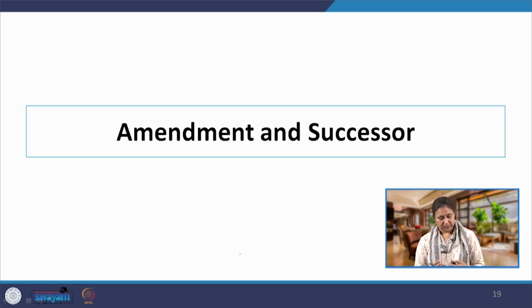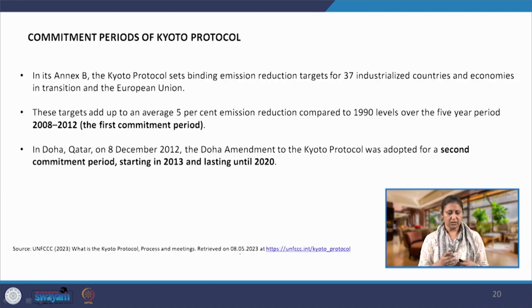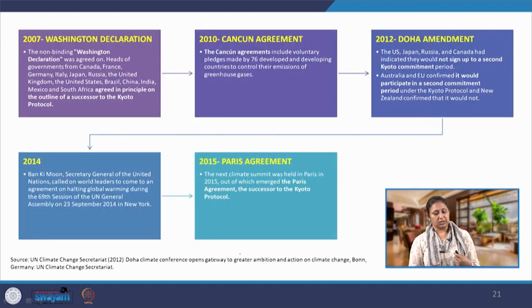Now, the Kyoto Protocol originally was supposed to be up till 2012. So, in 2012 there was an added period adopted in Doha, Qatar, for a second commitment period, which I was mentioning earlier, which started in 2013 and lasted up till 2020. The first commitment period was from 2008 to 2012; 2007 was when the Kyoto Protocol was ratified. Then the second commitment period started from 2013 after 2012, and lasted until 2020.